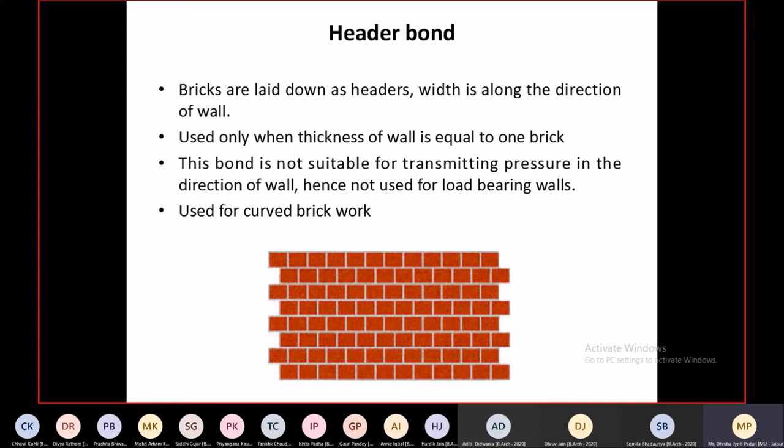This bond is not suitable for transmitting pressure in the direction of the wall, hence not used for load-bearing walls. So if the wall is a load-bearing wall, we should not go for this header bond.